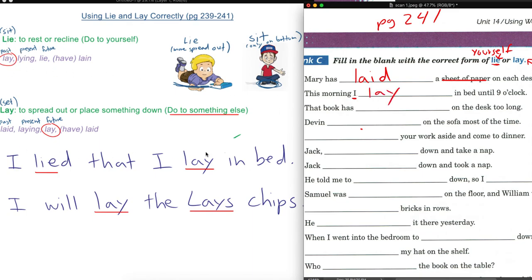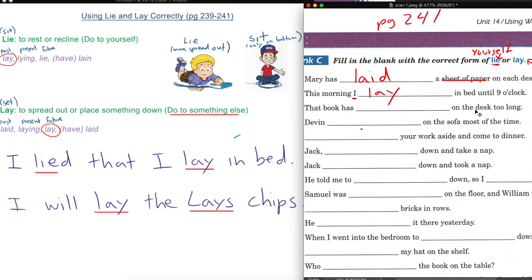Okay, so I think this will help you guys out a lot on doing the worksheet. We'll do one more: that book has blank on the desk too long. All right.